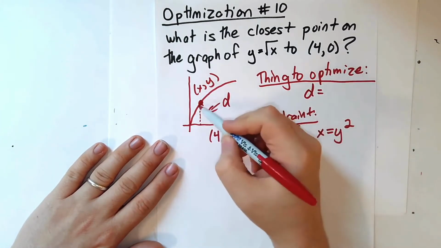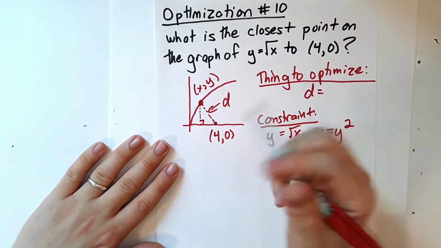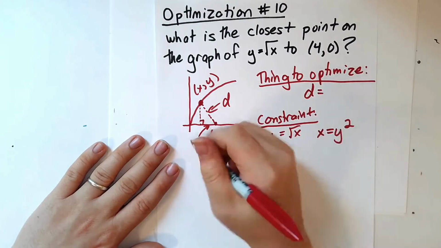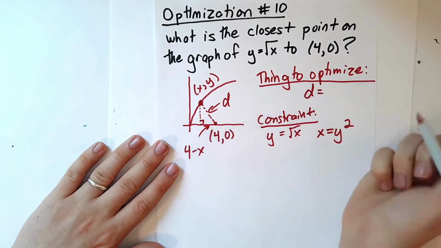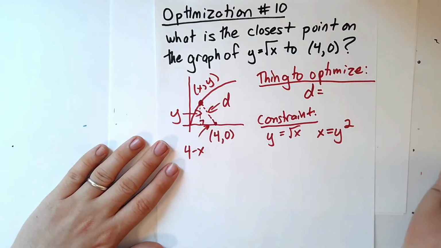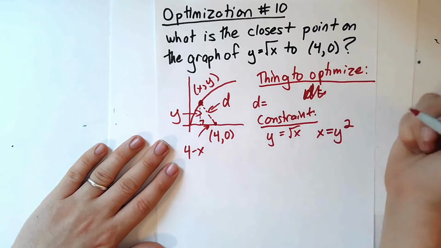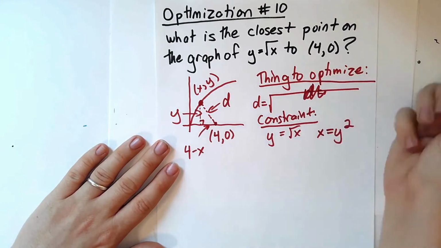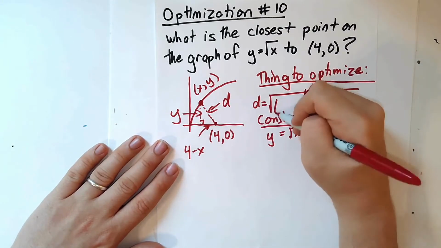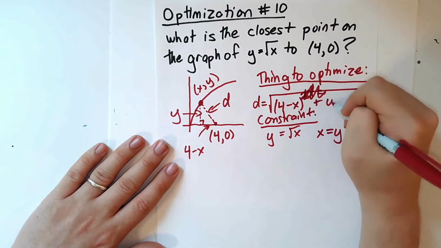Okay, speaking of square roots, what is this distance? Well, I have to note this is a right triangle here. And so this side is 4 minus x. And this side is y. So my distance formula here is the square root of 4 minus x squared plus y squared.